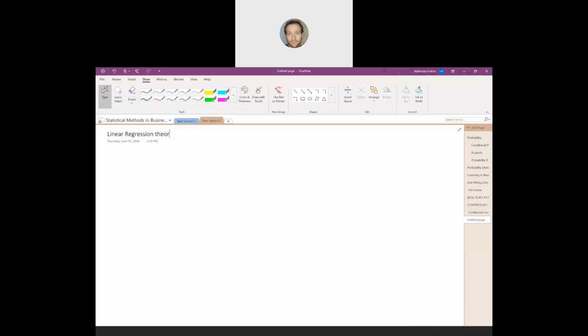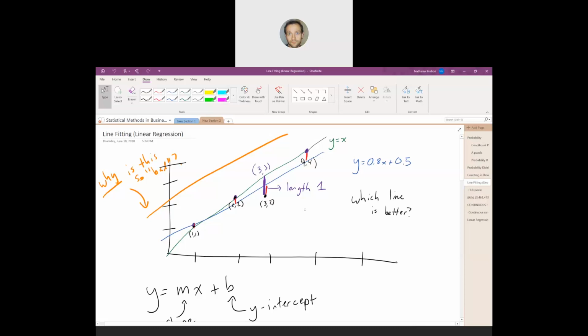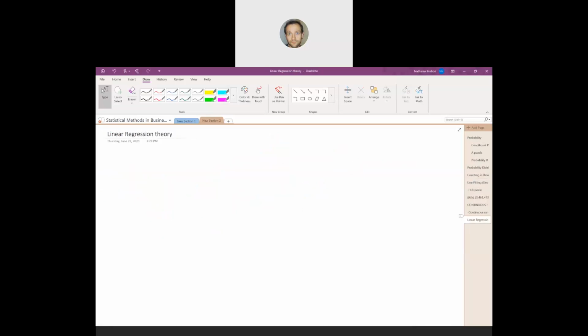Linear regression theory. Okay, so actually, I already did some of this here. Yeah, I'll just continue this.